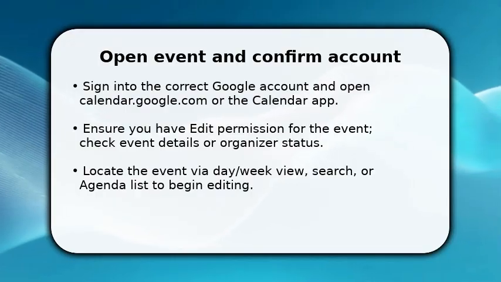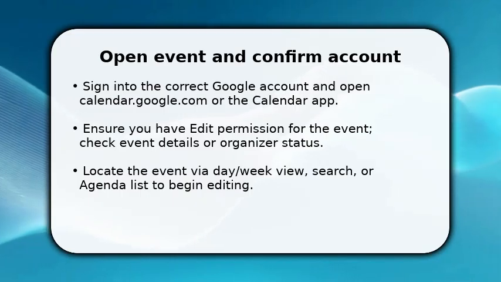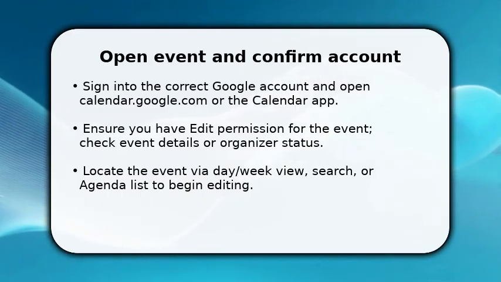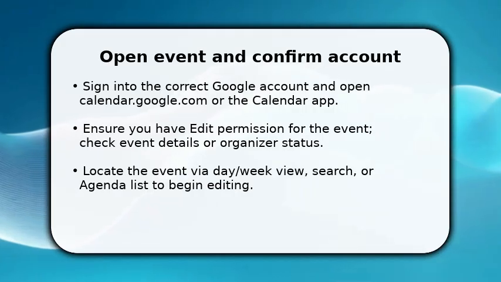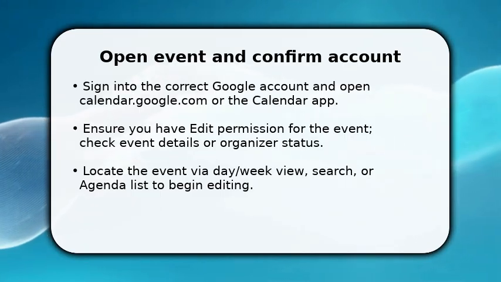You're signed in and ready. First, confirm you're using the calendar tied to this event because edits apply per account. Once done, switch to a clear view, day or week, so the time grid is visible. Find the event by scanning the time slot, using the search bar, or opening your agenda list. If you can't edit, make sure you're the organizer or have edit access, otherwise request permission.